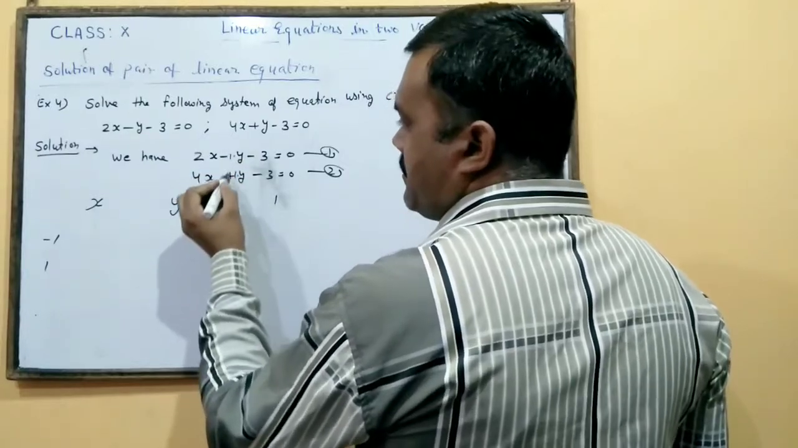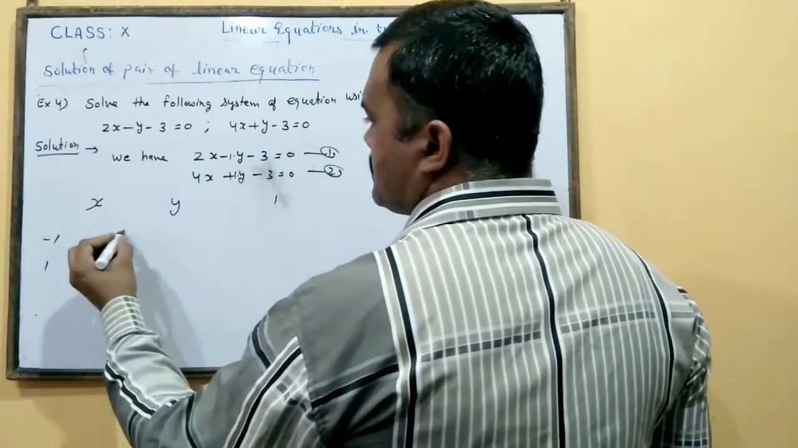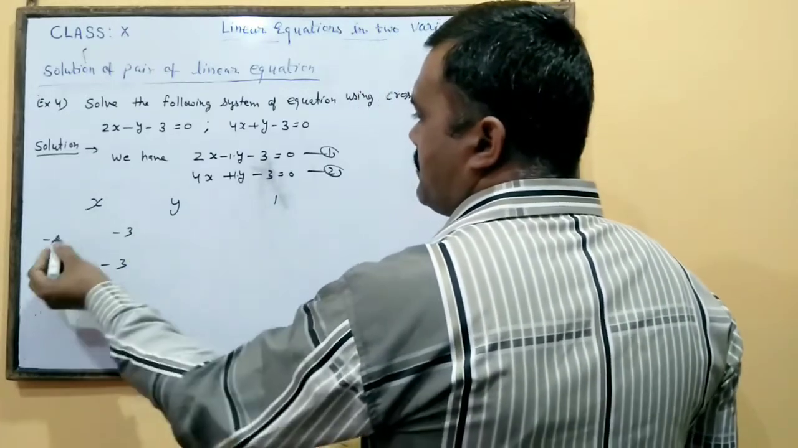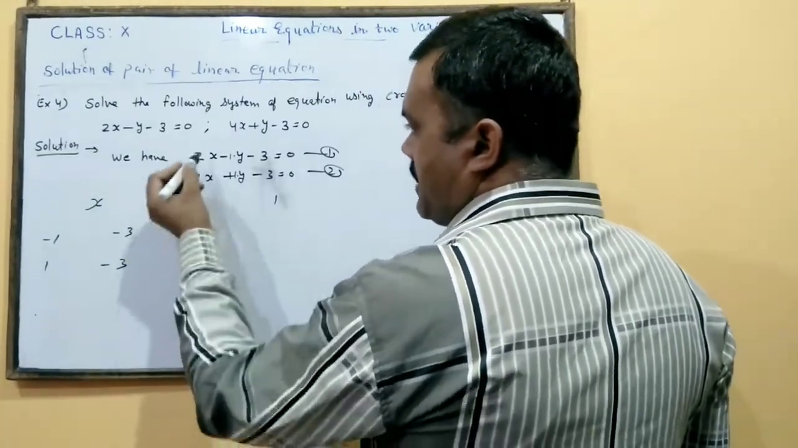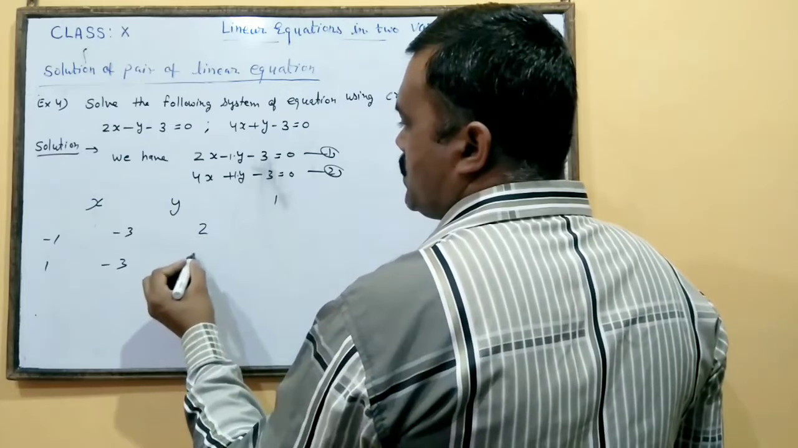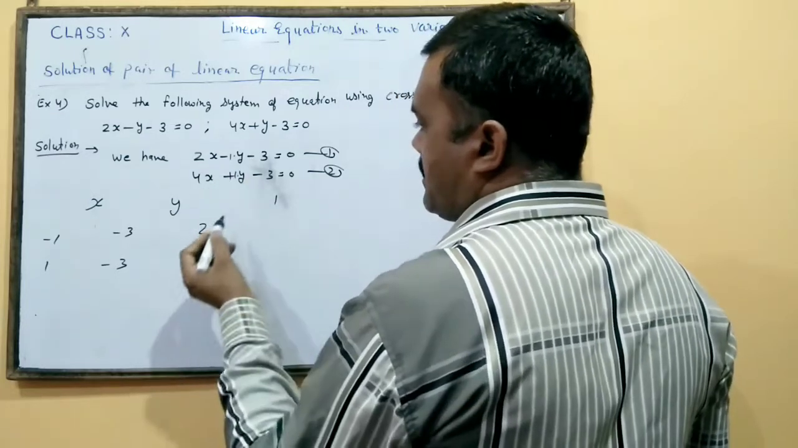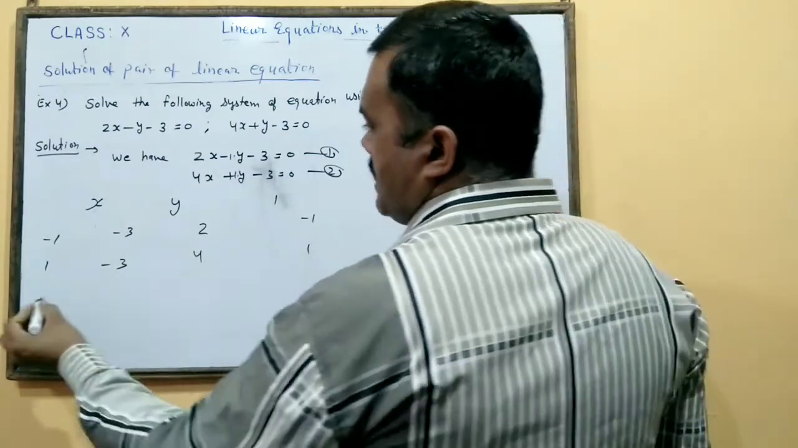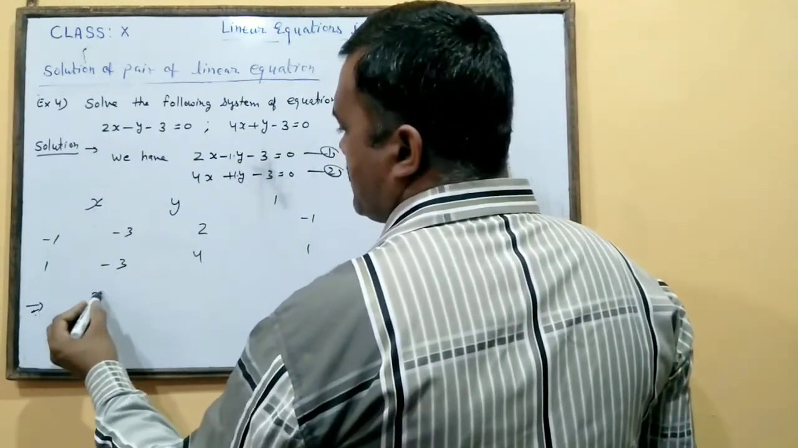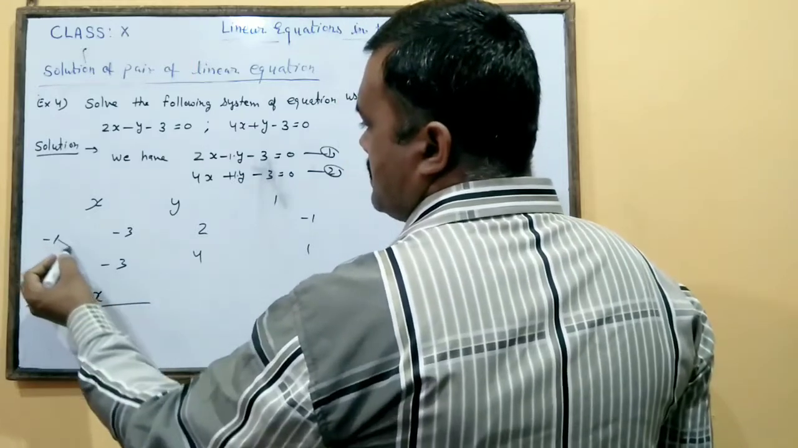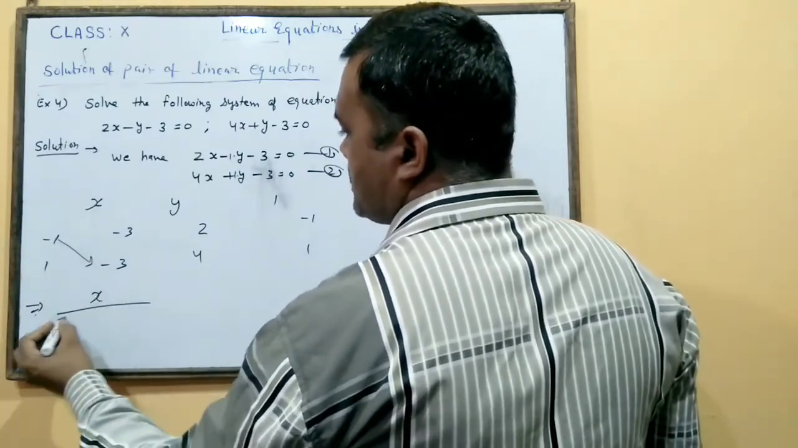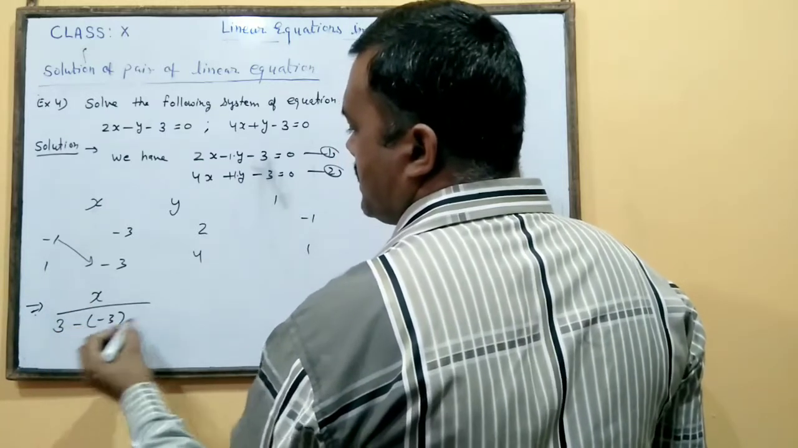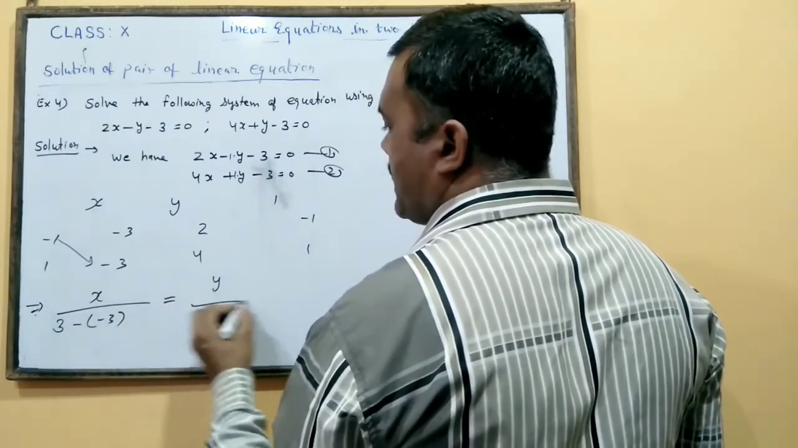Then after b1, b2, we have c1, c2. So this is minus 3 and this is also minus 3. Then a1, a2: this 2 and 4, and then again b1, b2. So this is minus 1 and 1. Now the next step, you remember the thing, x, this multiplication. So minus 1 times minus 3, it will be 3, and minus 3 is equal to y.